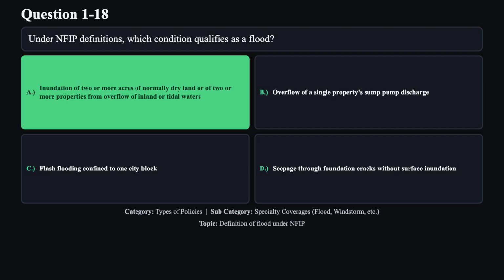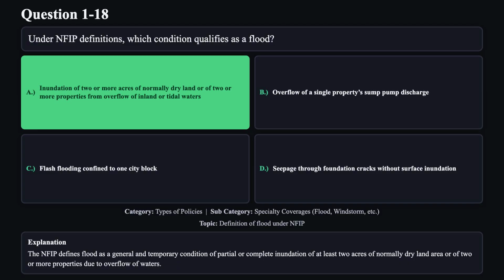The correct answer is A. The NFIP defines flood as a general and temporary condition of partial or complete inundation of at least 2 acres of normally dry land area, or of 2 or more properties due to overflow of waters.